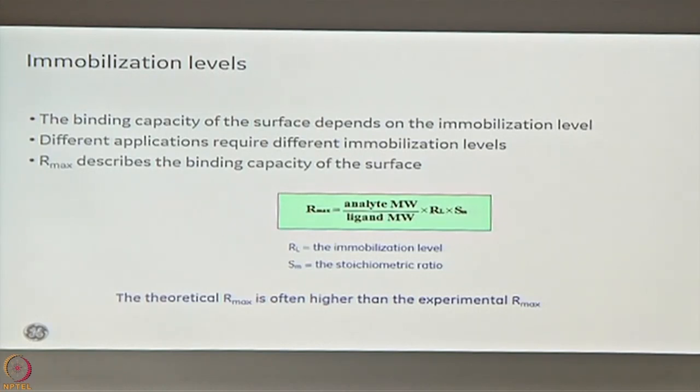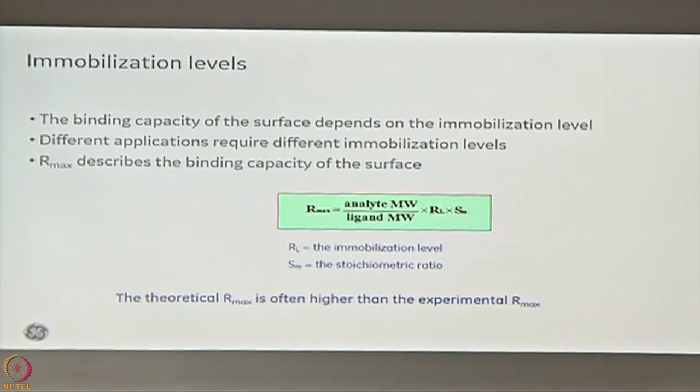When you immobilize your ligand, you get a particular RU. Say, for example, you immobilize 500 RUs or 1000 RUs. That's your RL, and then the stoichiometry of your binding, whether it's 1:1, or if it's bivalent it's 2. Typically the theoretical R max is higher than your experimental R max. When you actually immobilize your ligand, you tend to lose some activity, or your ligand to begin with may not have 100% activity.